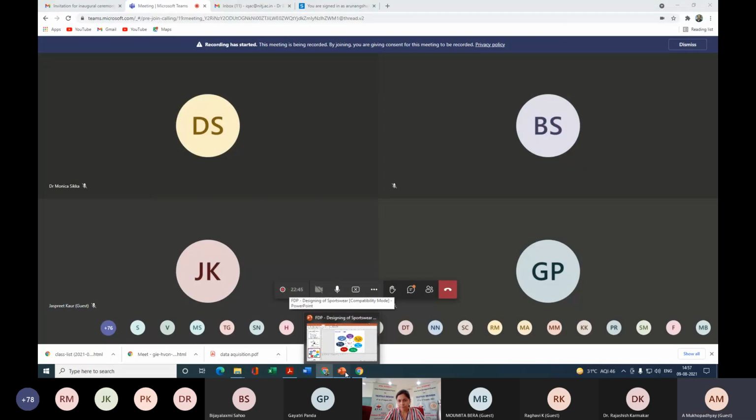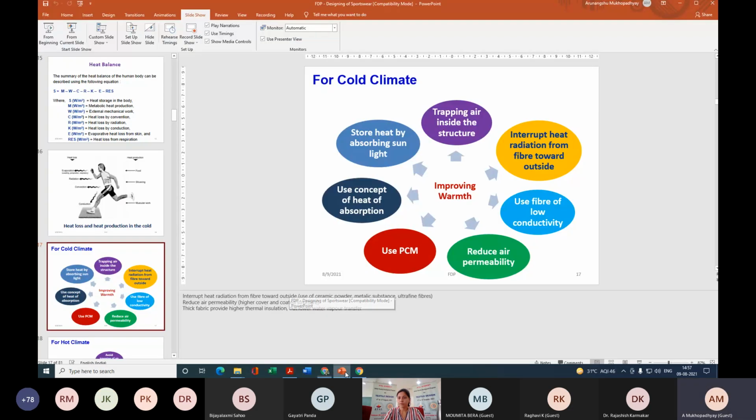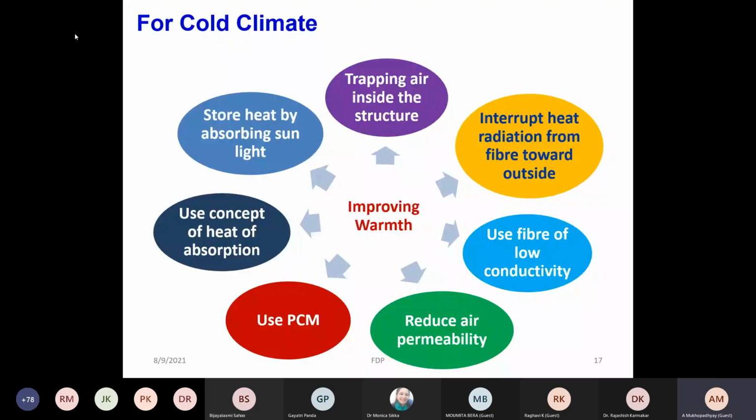Okay. Now for cold climate, let us see what we can do to improve warmth. Trapping air inside the structure: we can trap air inside the structure so that we can get thermal insulation, because air can act as a good thermal insulator. Interrupt heat and heat radiation from the fiber towards outside. So basically the heat radiation must be stopped.